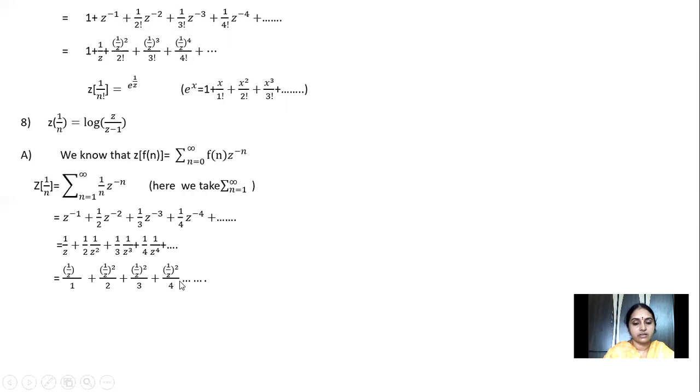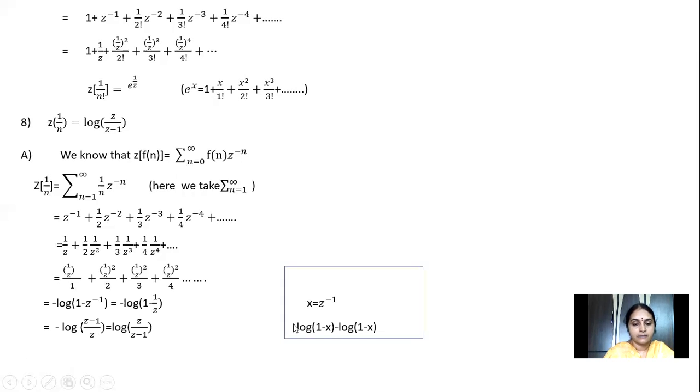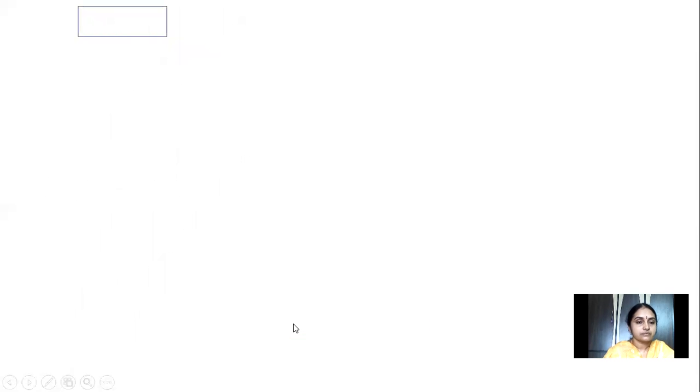Okay, you rectify this, and then what is the series? Log of (1 minus x) with a minus sign, equals minus log of (1 minus 1 by z), that is minus log of (z minus 1) by z. Simplify, you will get this. Reverse the order: log of z by (z minus 1). So Z of 1 by n equals log of z by (z minus 1).